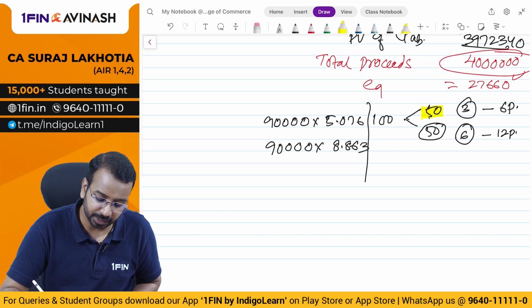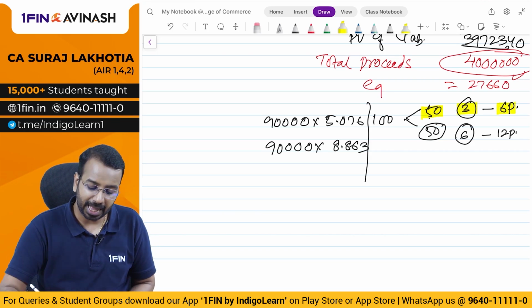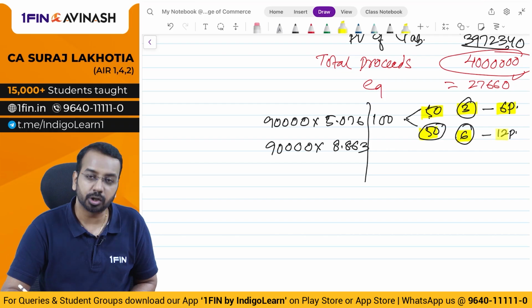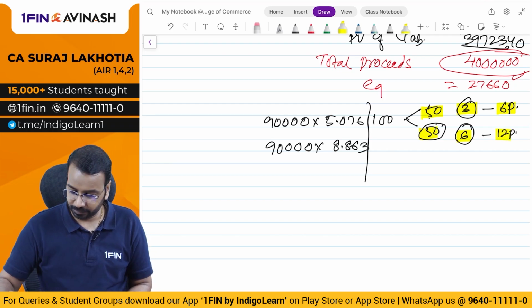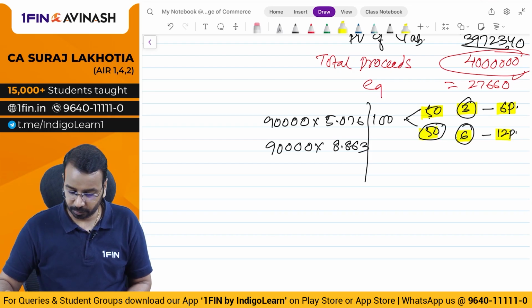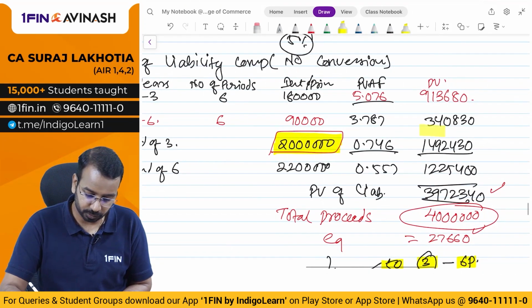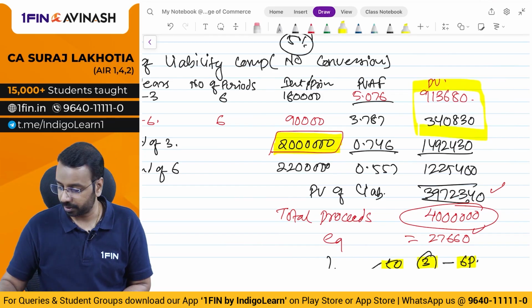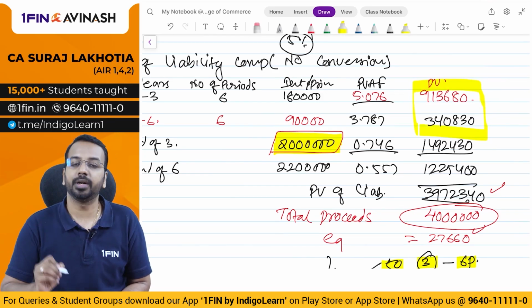50 for which I will pay interest for 3 years, and at the end of 3 years either I will convert or redeem, and the balance 50 will continue for 12 periods. Okay. So 90,000 into 5.076 m plus 90,000 into 8.863 m plus MRC if I do 1254510. So if you do the total here, you will get the same number, minus 913680, you get 340830.